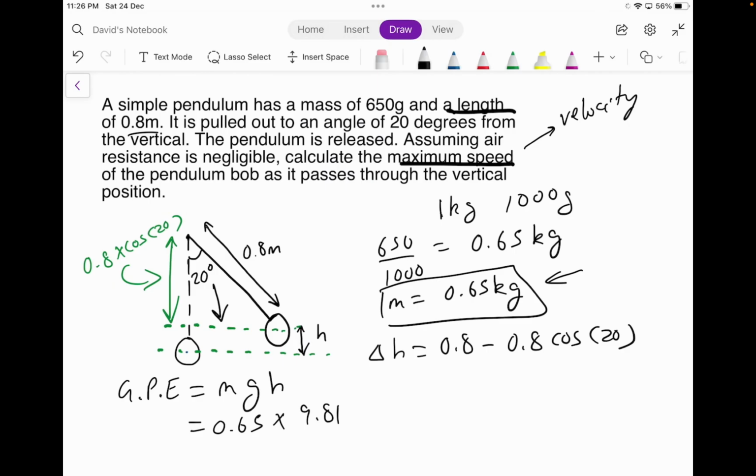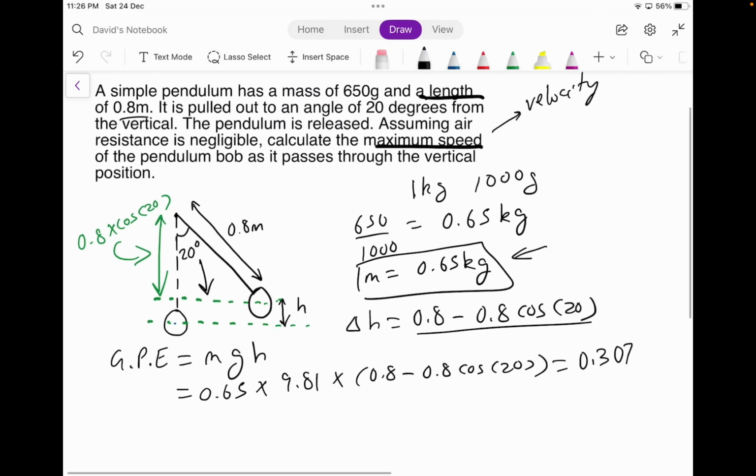That's the value that we always take for gravitational field strength, times the change in height, which is going to be 0.8 minus 0.8 cos 20. One tip I would like to give you all is to use your brackets really well when you're putting all these values in your calculator. So it's going to become times 0.8. I'm just going to use the calculator here, guys, so that I can calculate these values accurately. It's going to give us a value of about 0.307 joules. That's going to become your gravitational potential energy in this case.